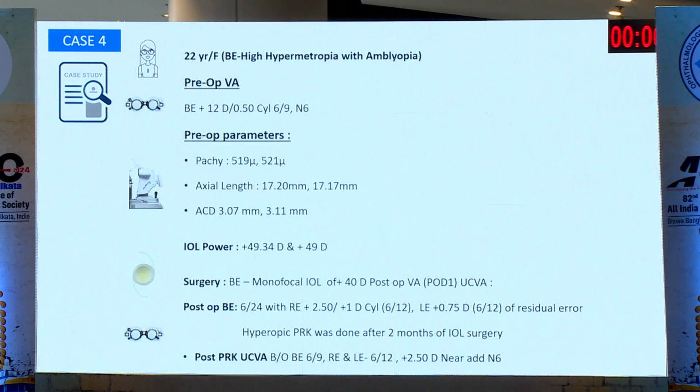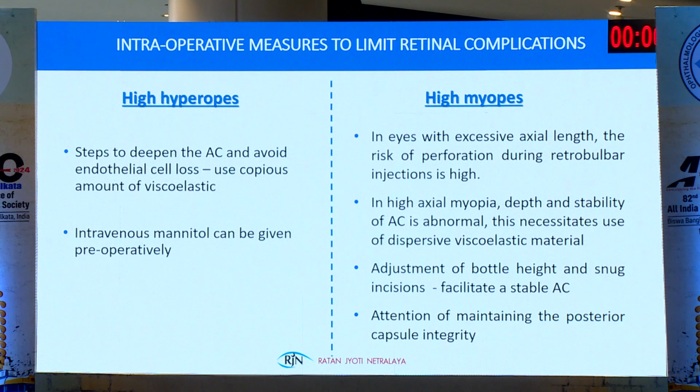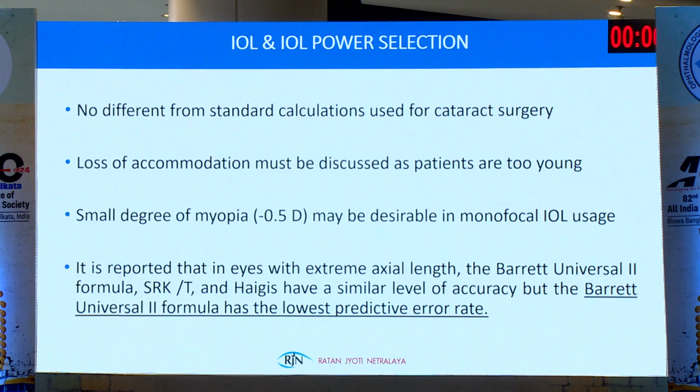For the residual refractive error of plus 2 diopters, because instead of 49 diopters IOL power we implanted a plus 40 diopters lens in this patient, we did PRK, and she improved to 6/9 and 6/12 in her eyes. She is very happy, but she requires near vision correction. So in clear lens extraction in presbyopic eyes, we can opt for multifocal, trifocal, and or EDOF lenses, but definitely the issue of PCO is there.